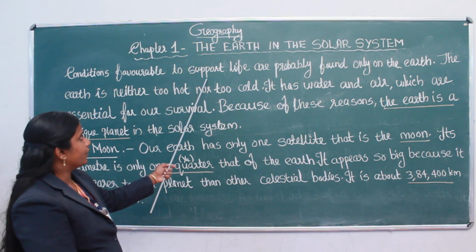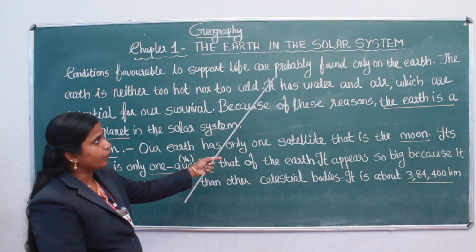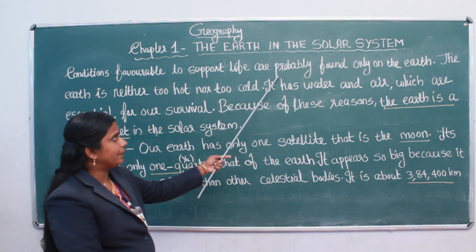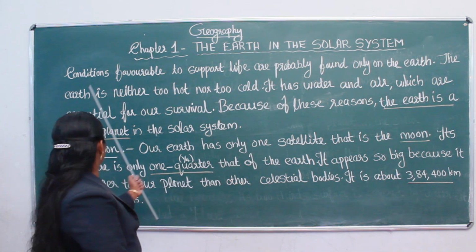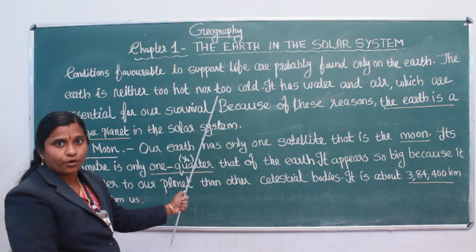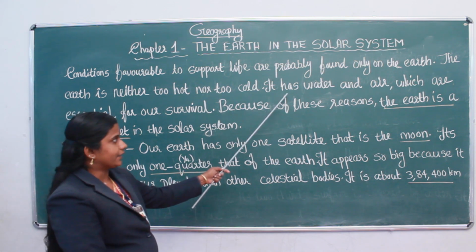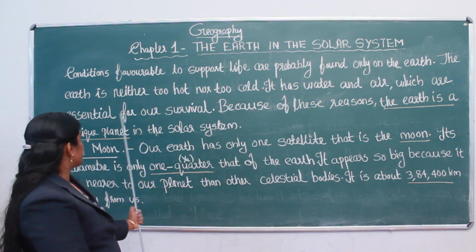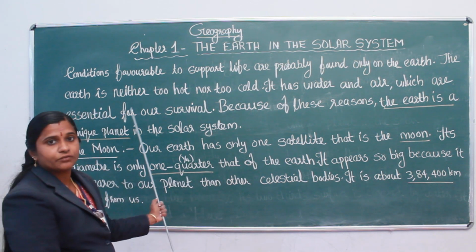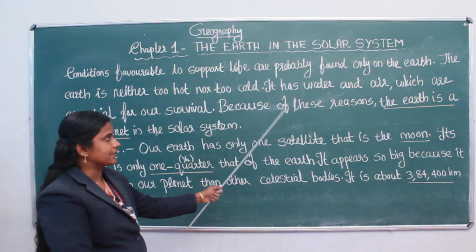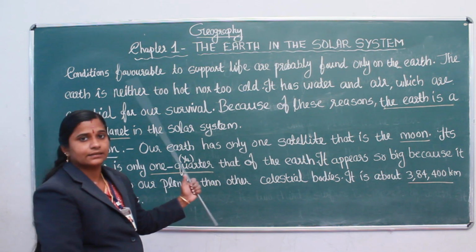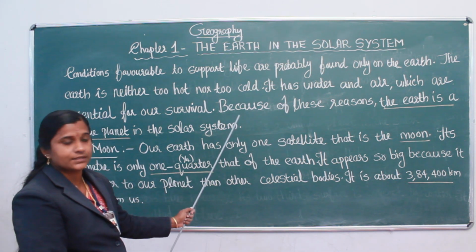Conditions favorable to support life are probably found only on the Earth. The Earth is neither too hot nor too cold. It has water and air which are essential for our survival. Because of these reasons, the earth is a unique planet in the solar system.